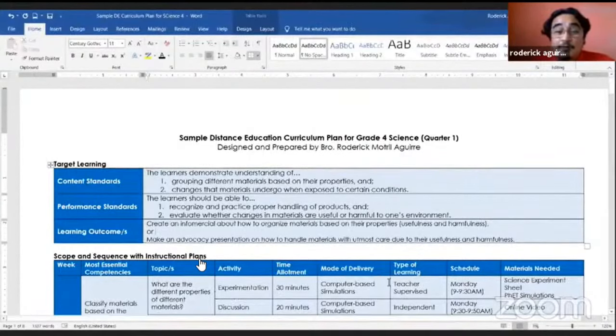All right. Do you see the word file? Okay. So this is a sample of distance education curriculum plan for grade 4 science quarter 1.